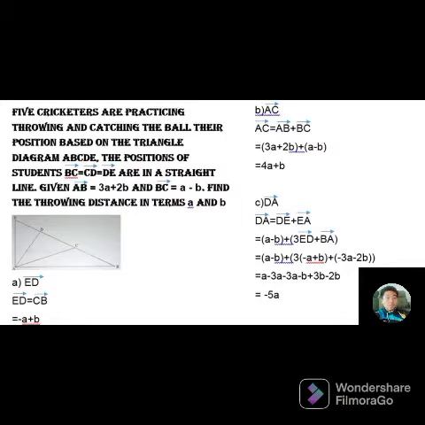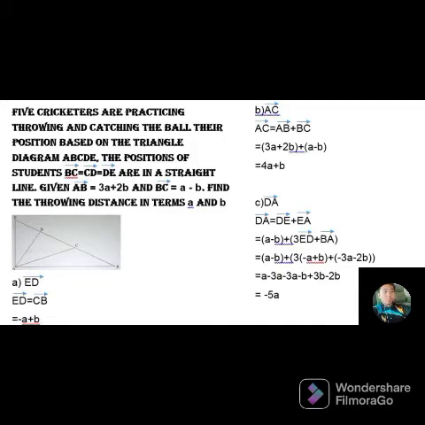Question A. Vector ED. Vector ED equals vector CB. We get the answer negative a plus b. Question B. Vector AC. Vector AC equals vector AB plus vector BC. Vector AB equals 3a plus 2b, and vector BC is a minus b. The answer is 4a plus b.